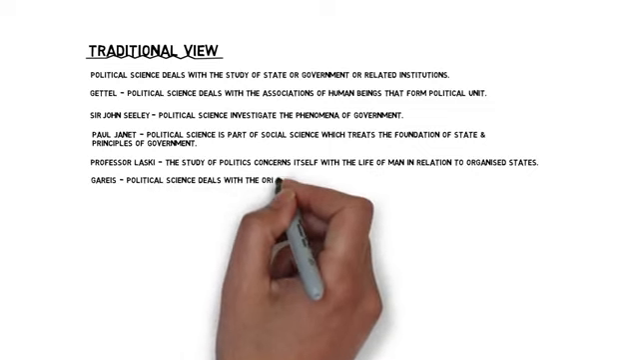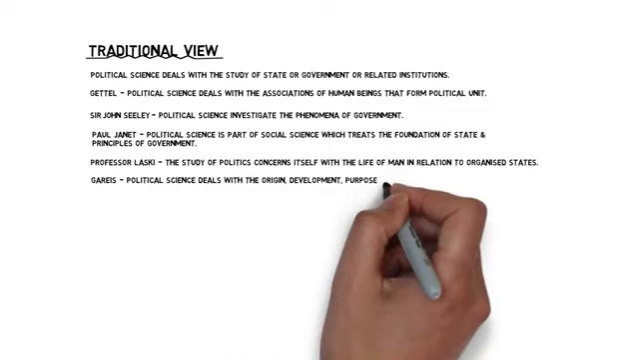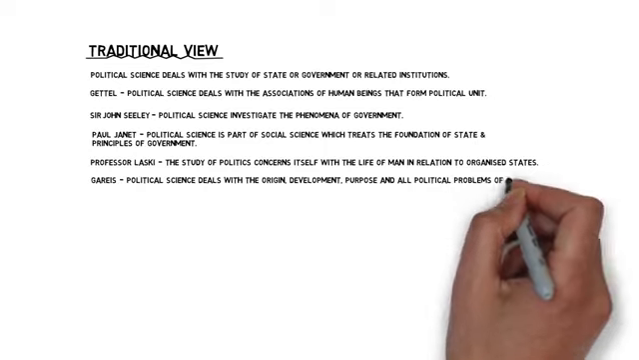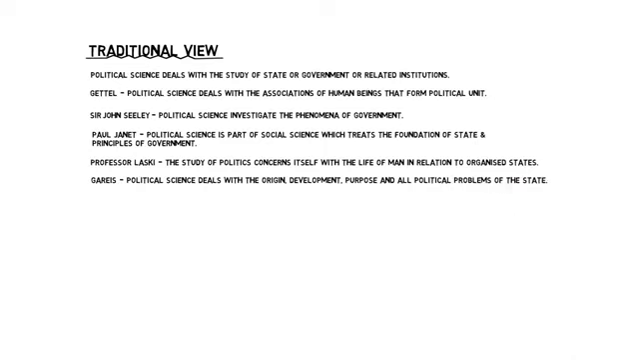Next we have Garner. He says that political science deals with the origin, development, purpose and all political problems of the state. Again, from a very traditional perspective, Garner believes that political science deals with the origin of the state, the development of the state, the purpose why the state was formed, and all the political problems which are part and parcel of society as well as the state.